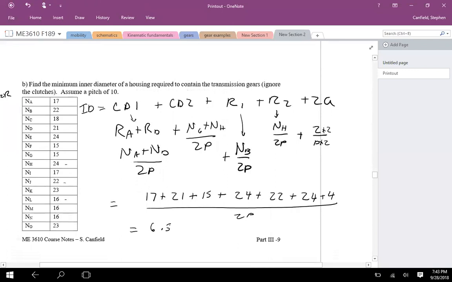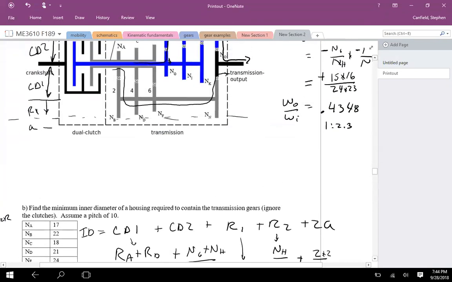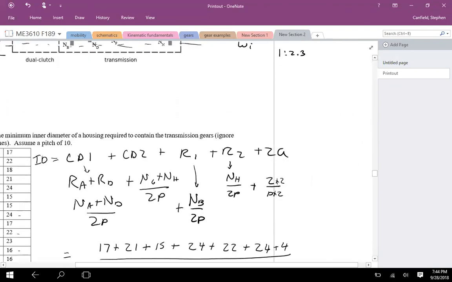What are my units? Well, this is AGMA. They use English units, so those are inches. That allows for no clearance, but that's the smallest diameter housing that I can slide over these gears. Okay.